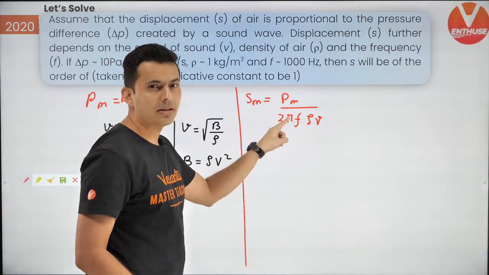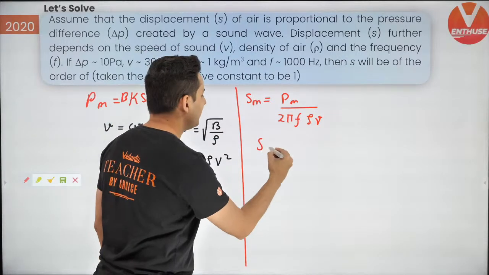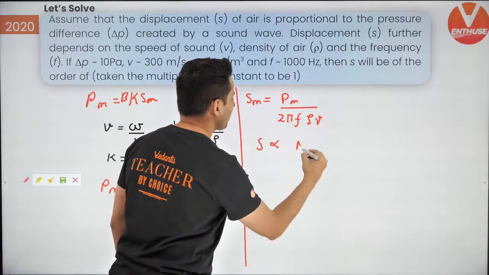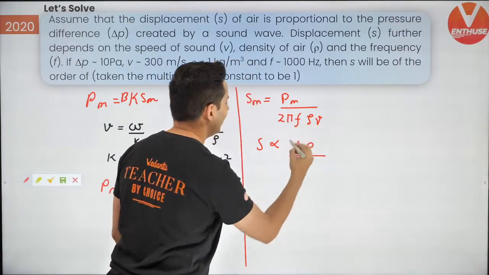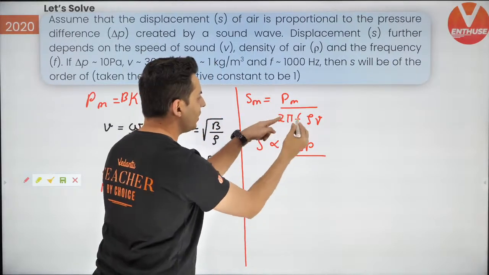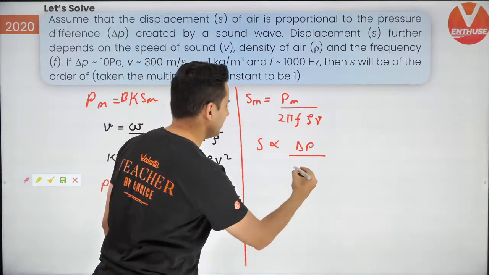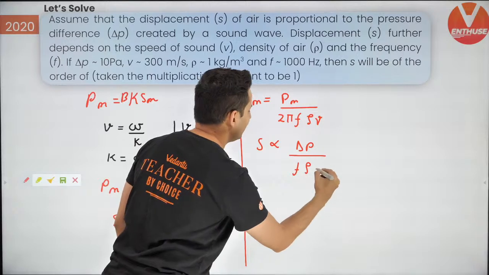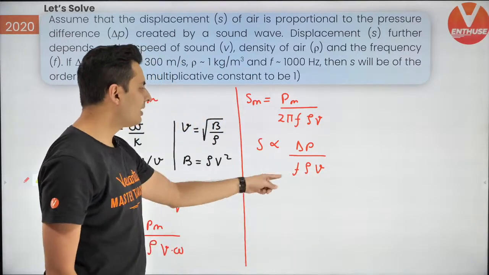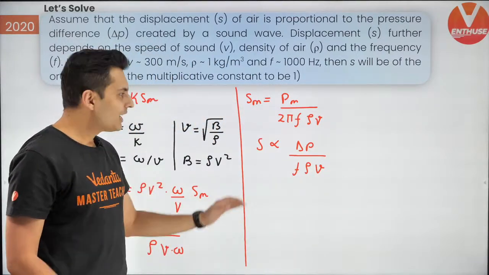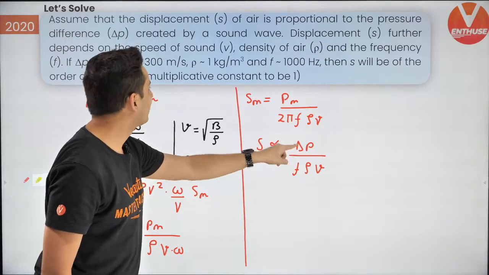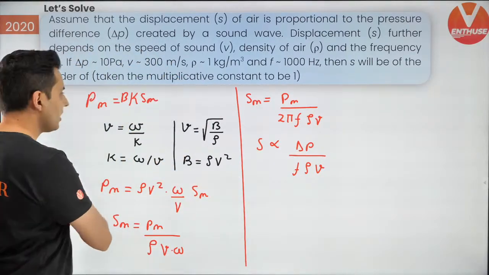This is maximum pressure. So can I say displacement is proportional to excess pressure divided by some constants? 2 pi is also some constant. Frequency into density into velocity. Now everything is known. Look at that.